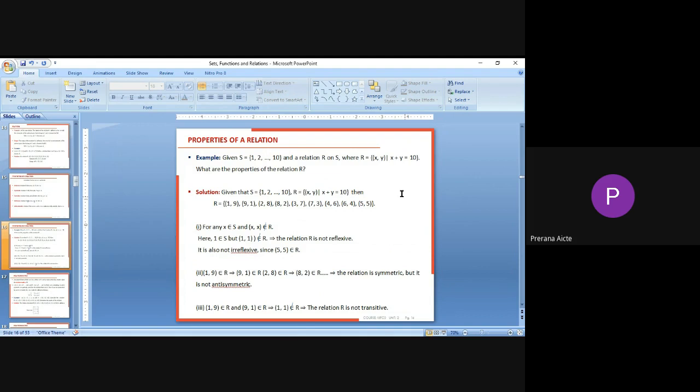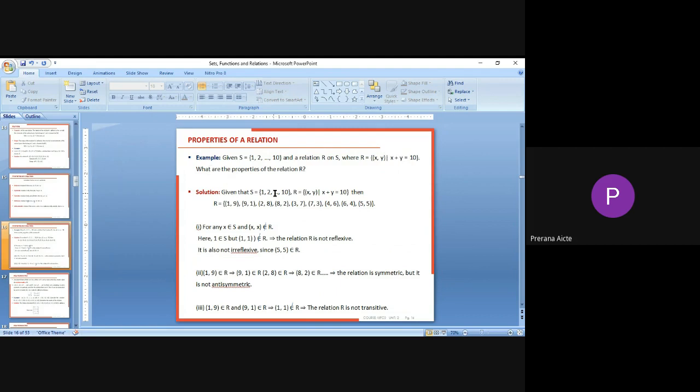Let us see here: given S equal to 1, 2, 3, 4, 5 up to 10, and the relation R on S where (x, y) is such that x plus y equals 10, find out what properties are followed by the relation. So 1 to 10 are the elements, and we need to define the relation based on the property x plus y equals 10.